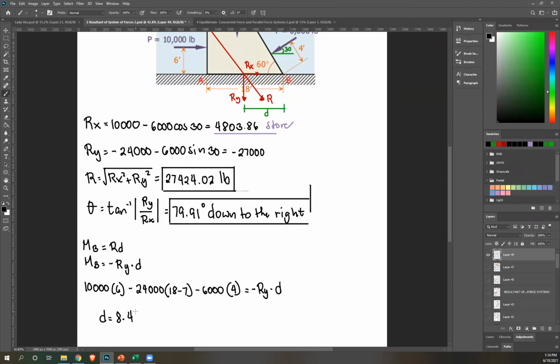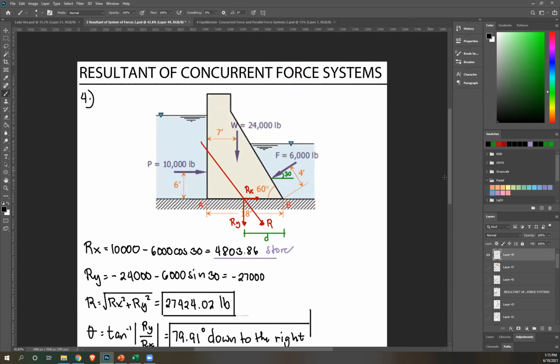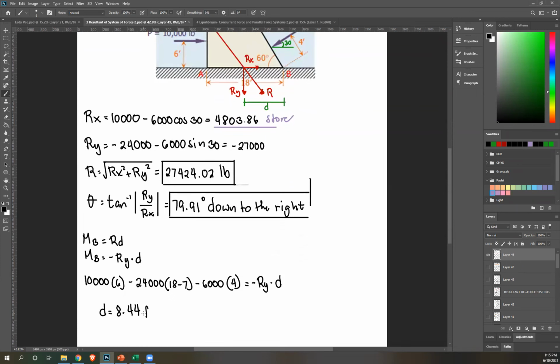8.44, unit feet. Positive, therefore correct assumption. It is between A and B, so it's to the left of B.